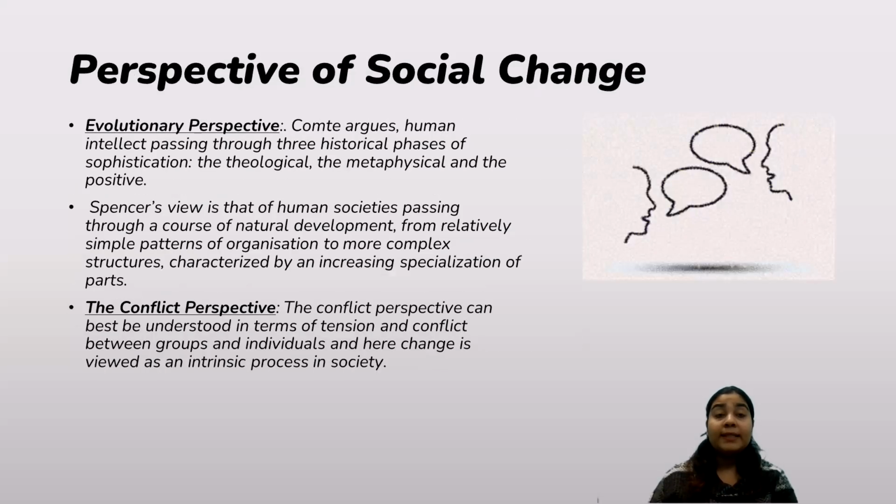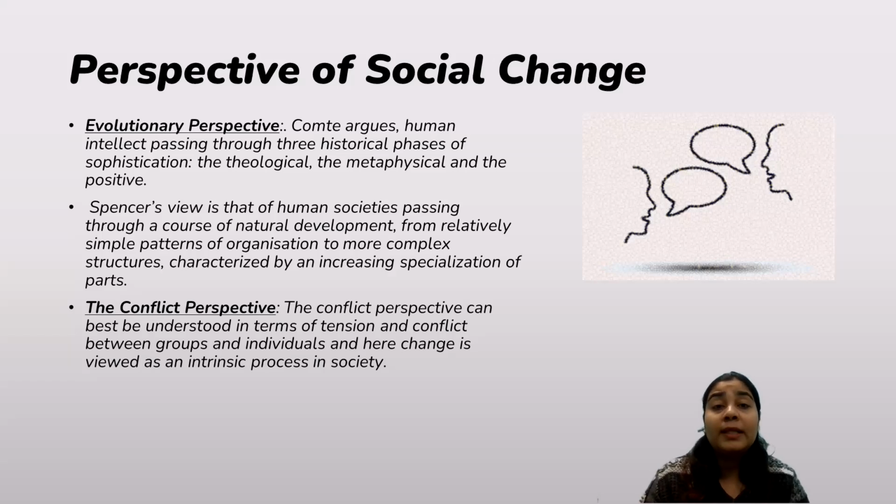Moving on to our next topic, let's discuss the perspectives of social change. Under this, we'll be discussing two perspectives, the evolutionary one and the conflict perspective. Under the evolutionary perspective, we'll be discussing Comte and Spencer's viewpoint. Comte argues that human intellect passes through three historical phases, that is the theological stage, the metaphysical stage, and the positive stage.